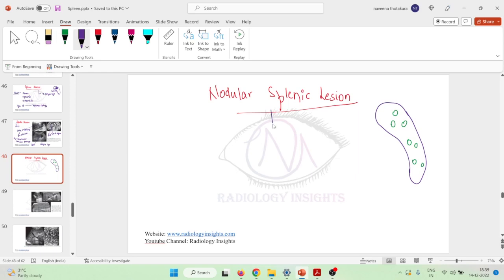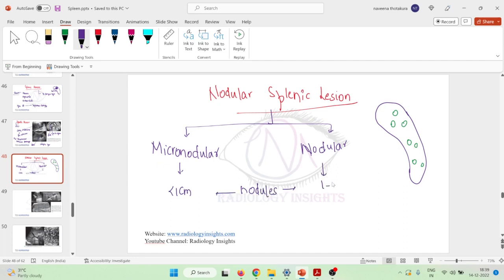These nodular splenic lesions can be divided into two types. One, we have micronodular splenic lesion. Second, we have macronodular splenic lesion or nodular splenic lesion. Micronodular splenic lesions are nodules less than 1 centimeter. And if the nodules are 1 to 3 centimeters, then we call it nodular splenic lesions.